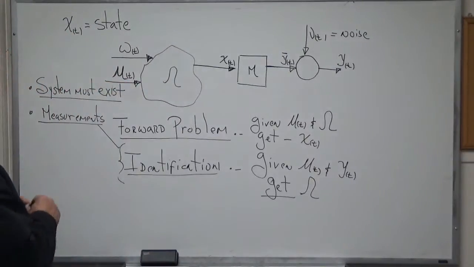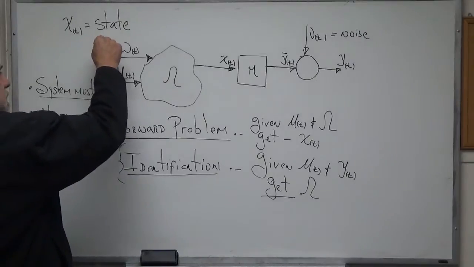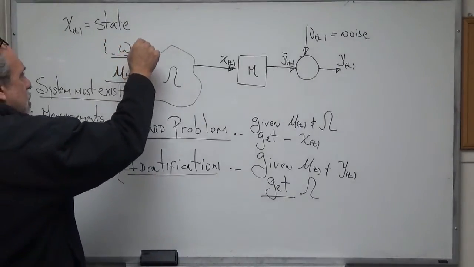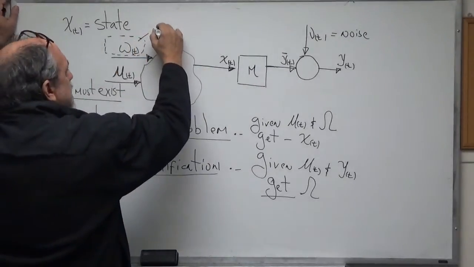Now, this is a very generic description, and the important thing here, well, many important things, is to keep in mind that this right here, omega t, is what we call unmeasured disturbances.